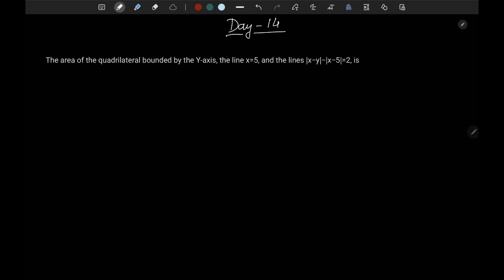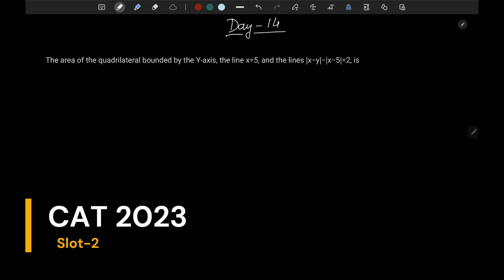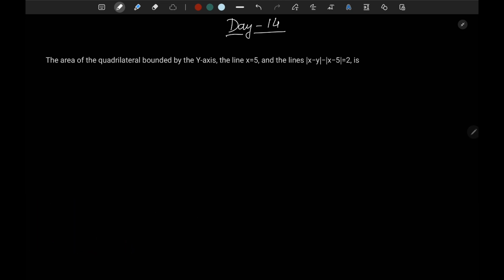This is day 14 of our series of daily QA problems, and the problem on your screen is again a PYQ from CAT 2023 Slot 2 paper. So let's get started. The question says that the area of the quadrilateral bounded by the y-axis, the line x equal to 5, and the line that is given by this particular equation is something.